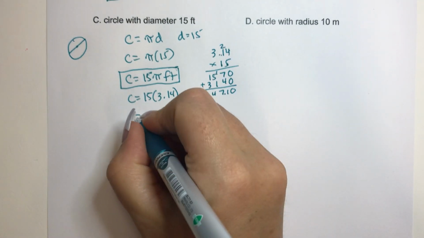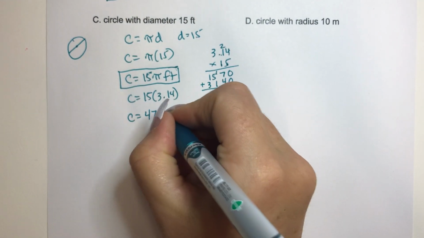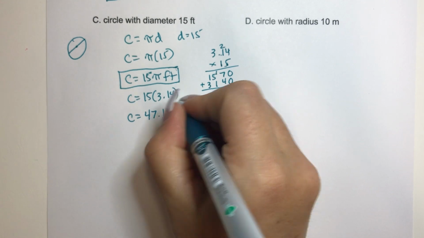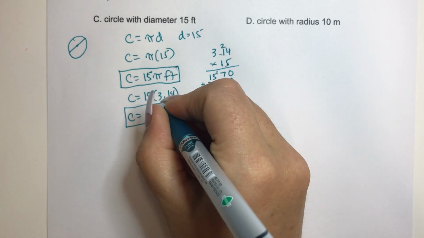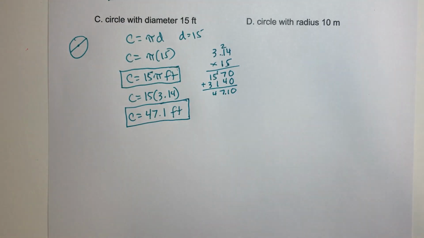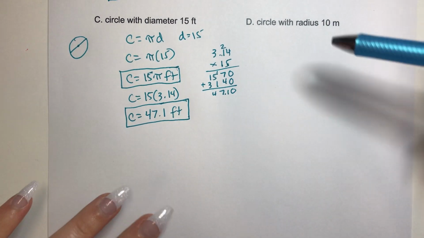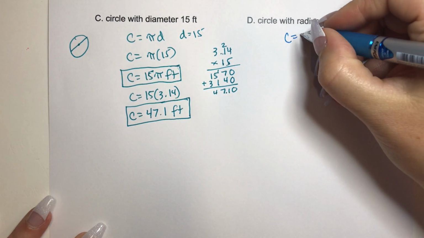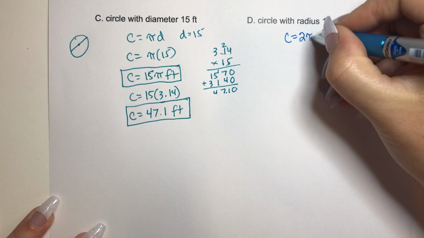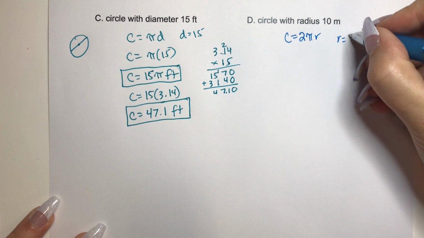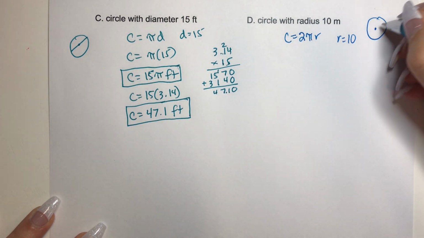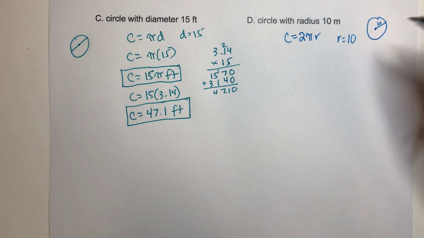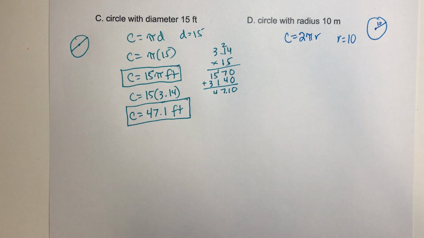So that is our answer, 47.1 feet. If you got that one right, great job. Wonderful, wonderful, wonderful. Okay, let's move on to the other one. It says a circle with radius 10. So we're going to be using the formula circumference equals 2 pi r, where the radius is equal to 10. And remember that radius is just half the distance, right? So we're going to go ahead and substitute that in.